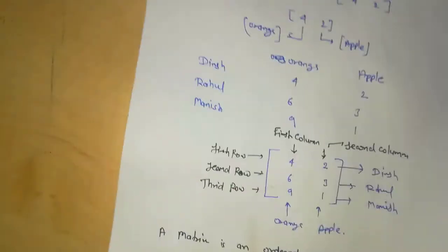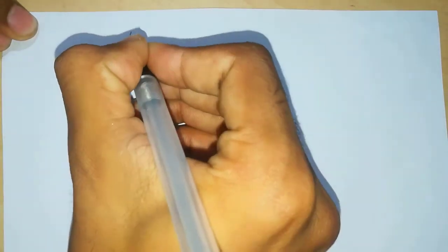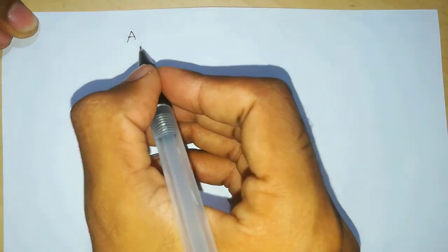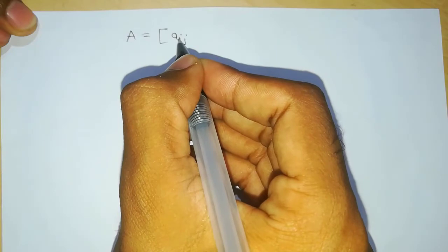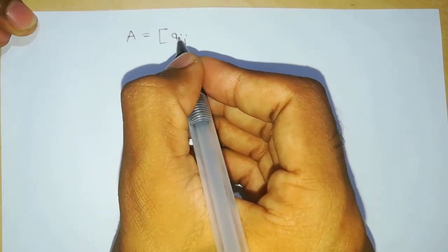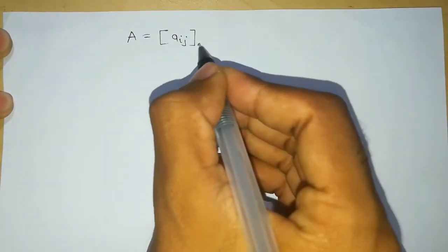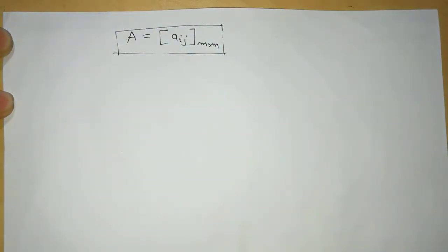So we can define matrices like this. The notation of the matrix is that we show it with a capital letter A equals Aij, where i represents the row and j represents the column, and the order of the matrix is M cross N. This is the representation of the matrix.